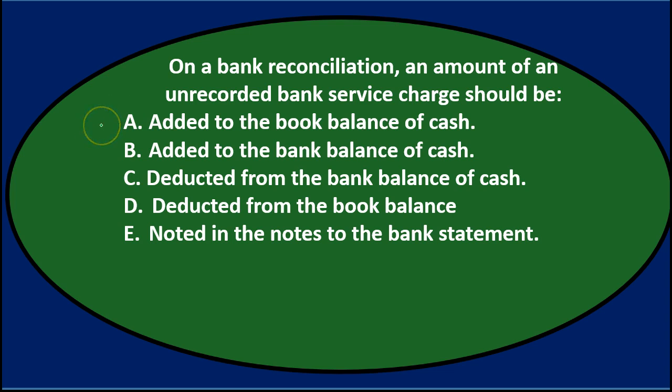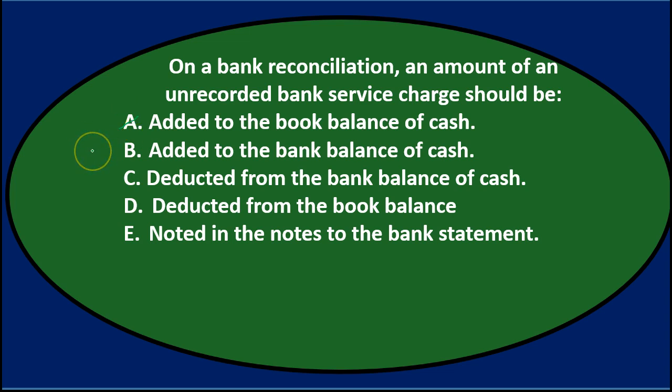So A says it should be added to the book balance of cash. It's going to have to adjust the book balance. It's something that we didn't have in place, but we're not going to add it. We're going to have to subtract it because it's a service charge. So our books are wrong. They're too high by the fact that we didn't record this service charge yet because we didn't know about it until we got the bank statement.